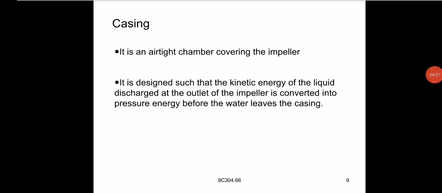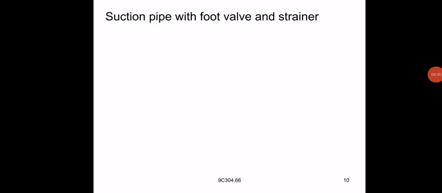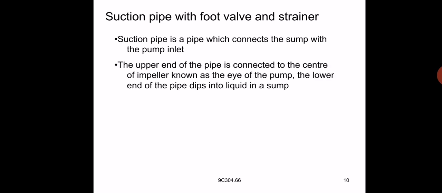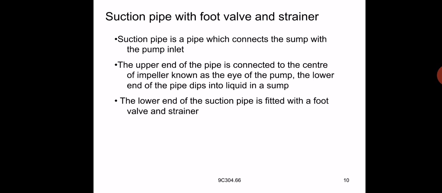Next we can go to the suction pipe with foot valve and strainer. The suction pipe is a pipe which connects the sump with the pump inlet. The upper end of the pipe is connected to the center of the impeller, known as the eye of the pump, and the lower end of the pipe is dipped into the liquid in the sump.